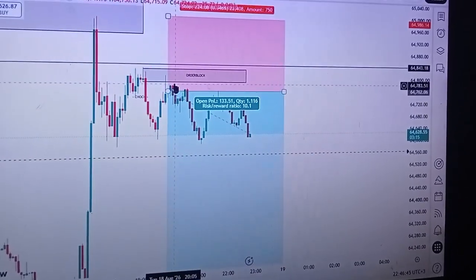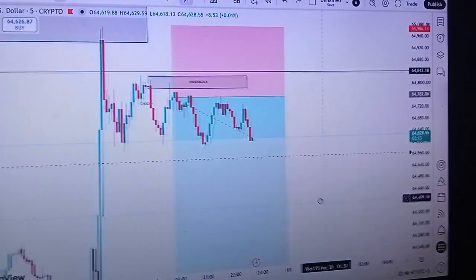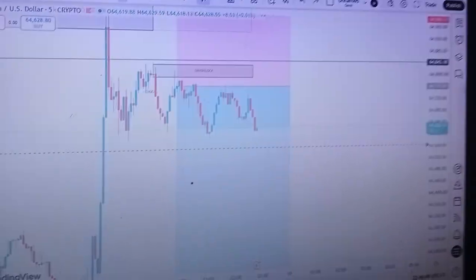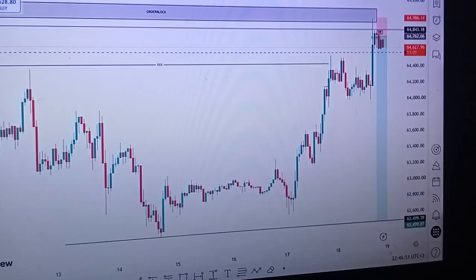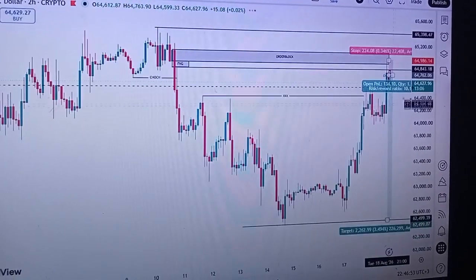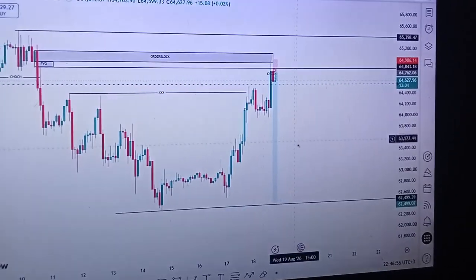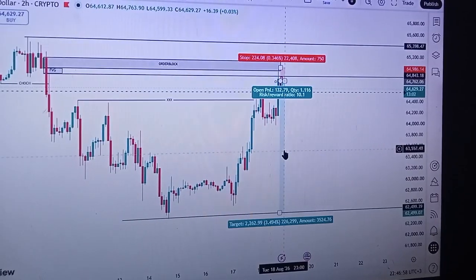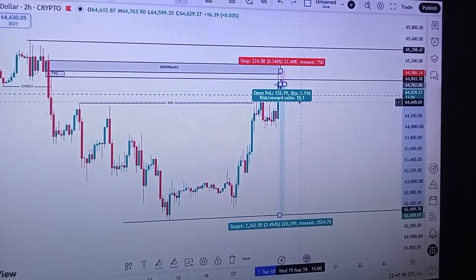Then I took the trade here and started holding for sells. Right now I'm still holding for sells, and I'm going for the TP down there, which is gonna be a good risk to reward ratio. This is like 1 to 10 risk to reward ratio.